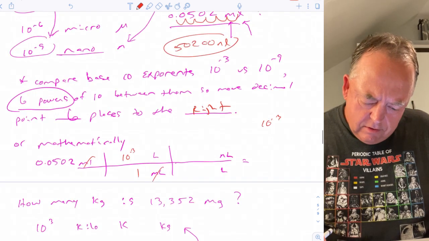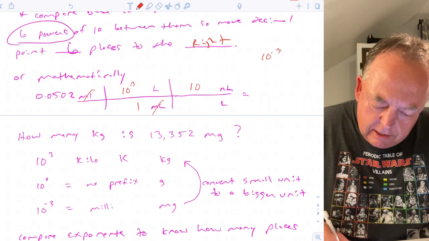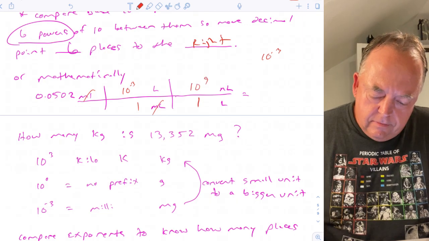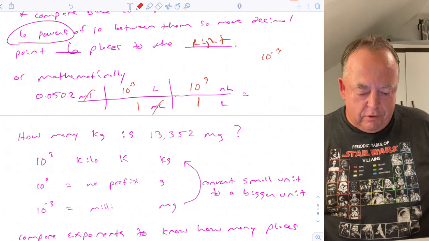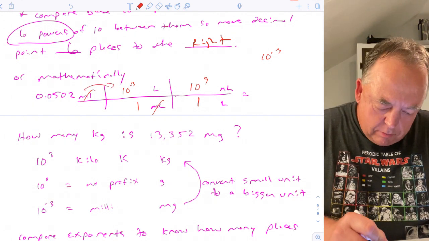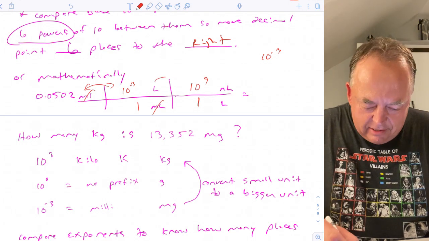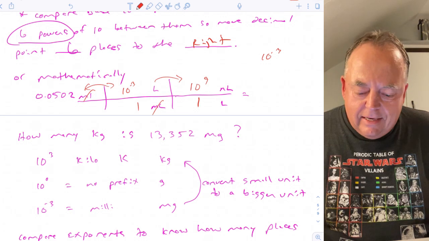Did I do this wrong? We'll see. Okay, so there's 10 to the 9 nanoliters in 1 liter. That is, yes, okay, I'm doing this right. Scared myself for a minute because I was multiplying these numbers, and I was thinking, oh, my number's going to be getting smaller, but then it's going to get bigger again when I multiply it by 10 to the 9.